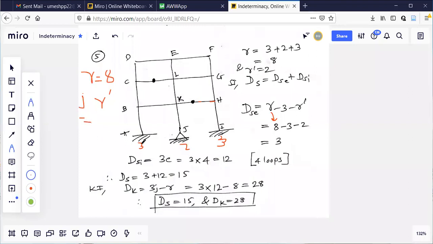J is how much? See, 1, 2, 3, 4. 4 into 3, 12. J is equal to 12. You can see R is 8. That is why J is equal to 10. It is here. See, 12 is here. So we shall take it after this.